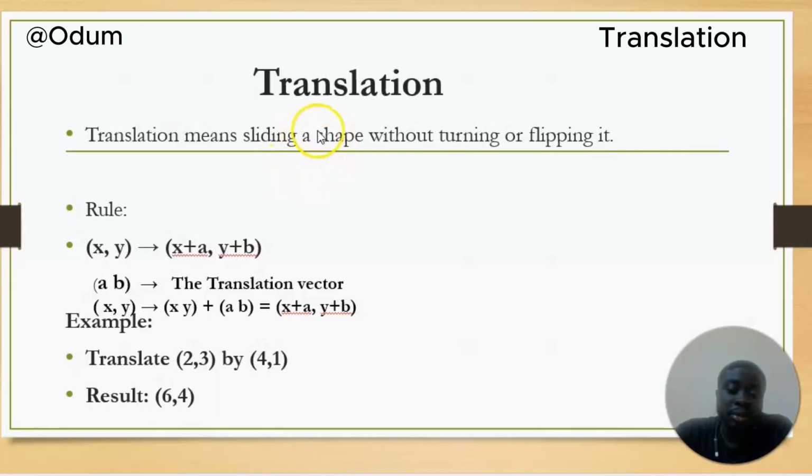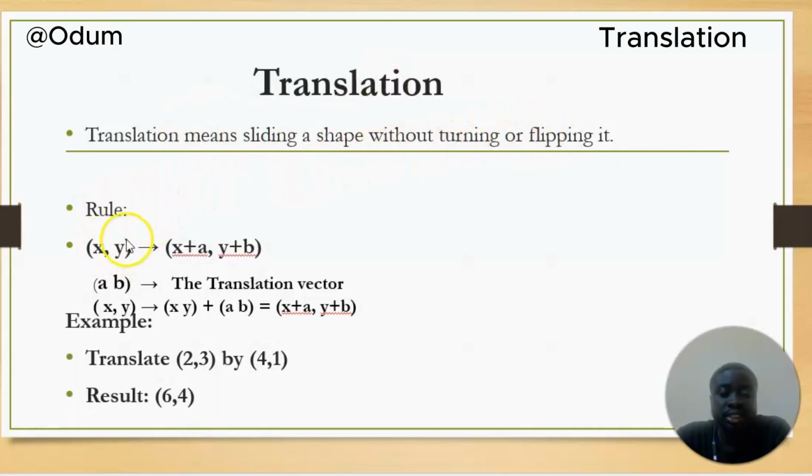In today's tutorial, we are going to look at another aspect of transformation or rigid motion, which is called translation. Translation means sliding a shape without turning or flipping it.